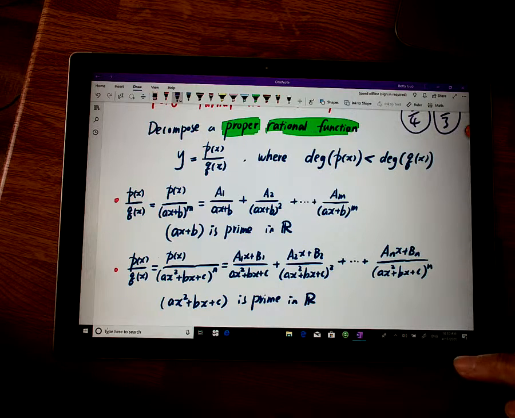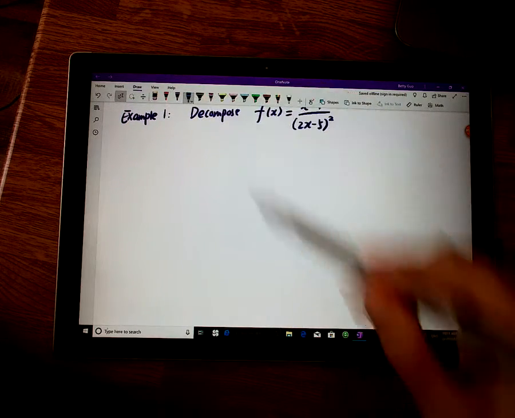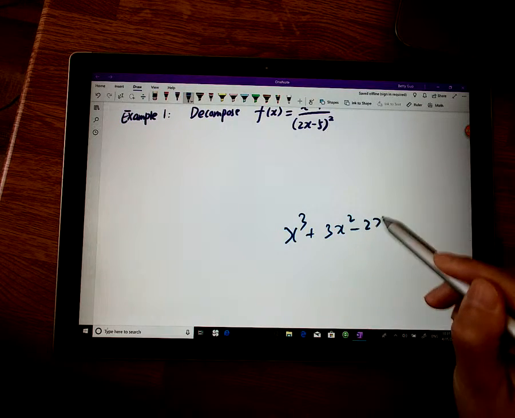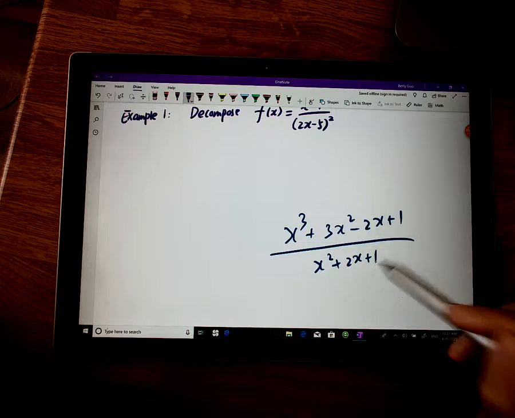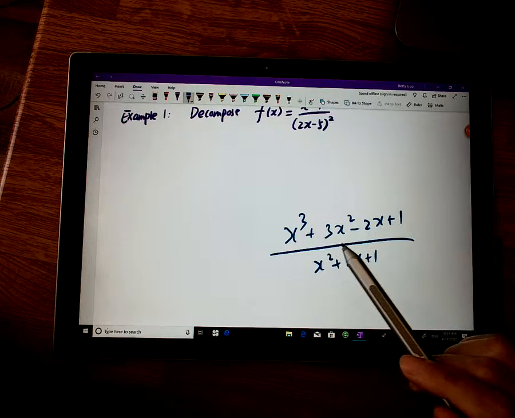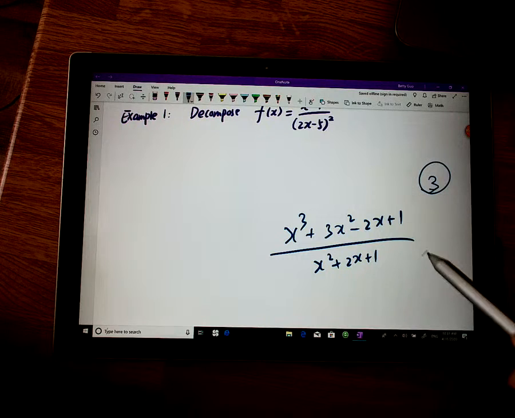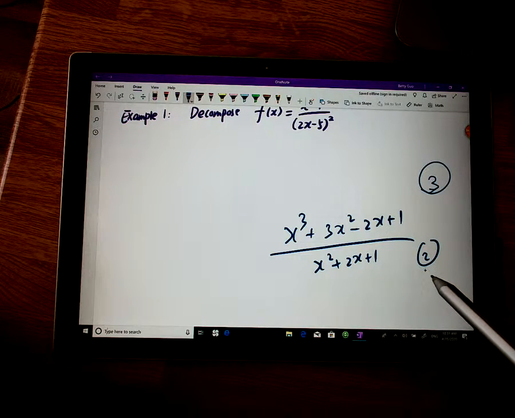Another thing, what about the improper rational function? For example, I have x cubed plus 3x squared minus 2x plus 1 over x squared plus 2x plus 1. This rational function is improper because the numerator has degree 3, the denominator has degree 2. The numerator has degree bigger than the degree on the bottom. Then how do I decompose?